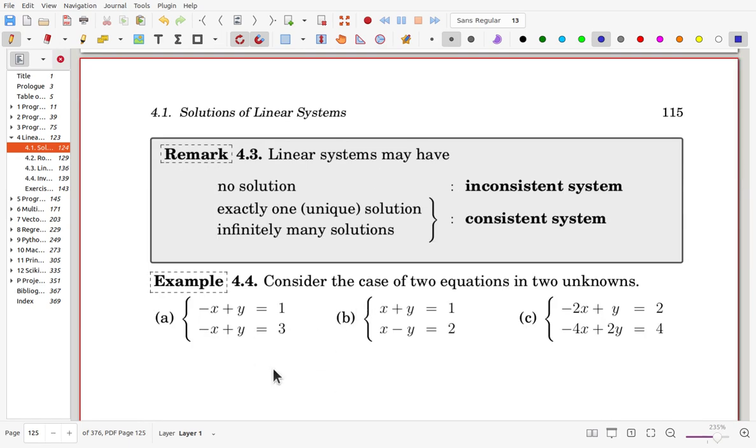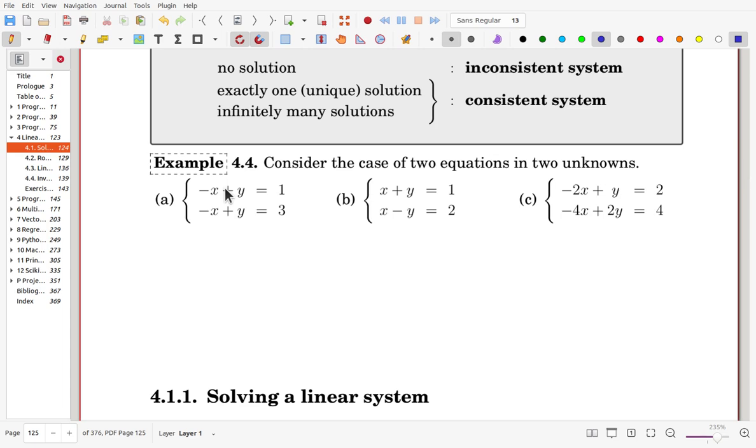Linear systems may have no solution, exactly one solution, or infinitely many solutions. When it has no solution, we say the system is inconsistent. Once it has at least one solution, either a unique solution or infinitely many solutions, then the system is consistent. Here we consider the case of two equations in two unknowns.